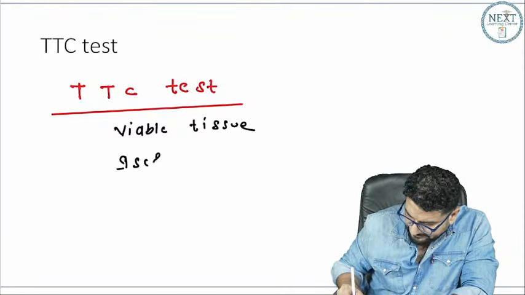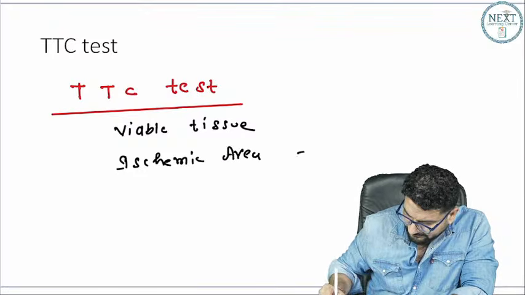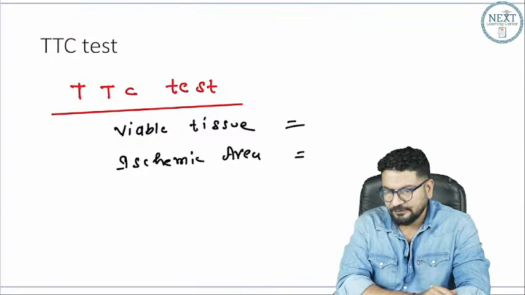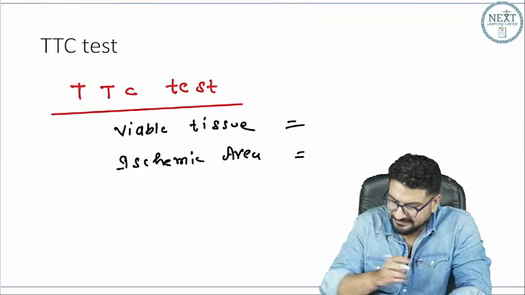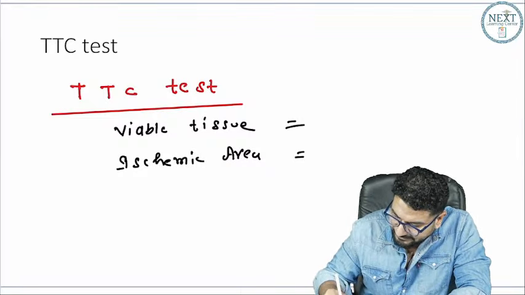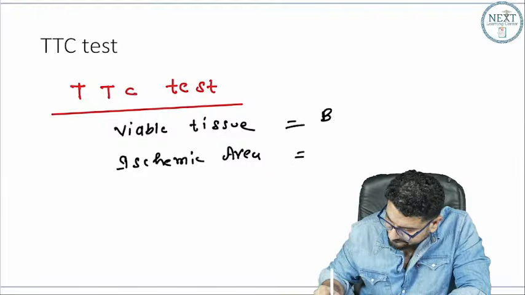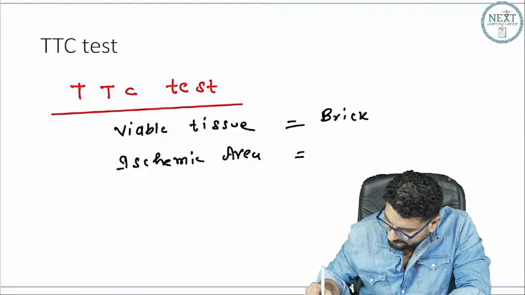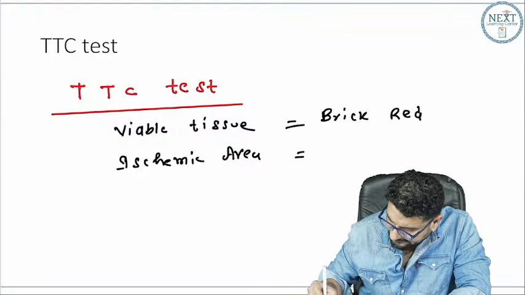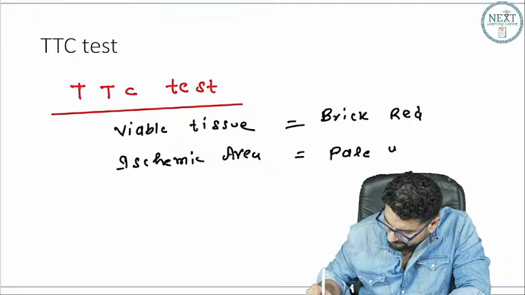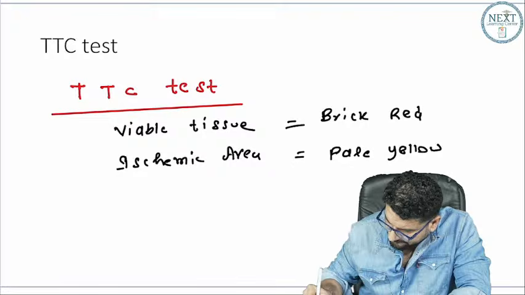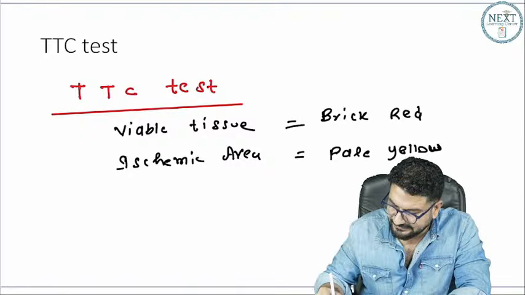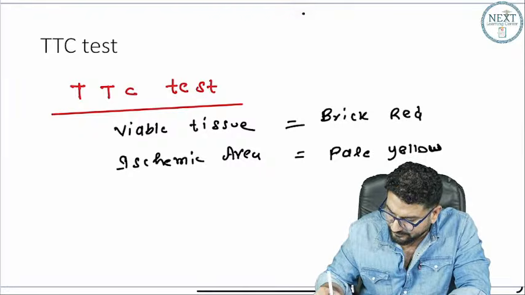and ischemic area. Later on I'll show you the image of this also. Just try to understand this thing. When you see viable tissue, it will appear brick red in color, and the ischemic area will appear pale yellow. So this is the thing which you have to remember about the TTC test, or triphenyl tetrazolium chloride test.